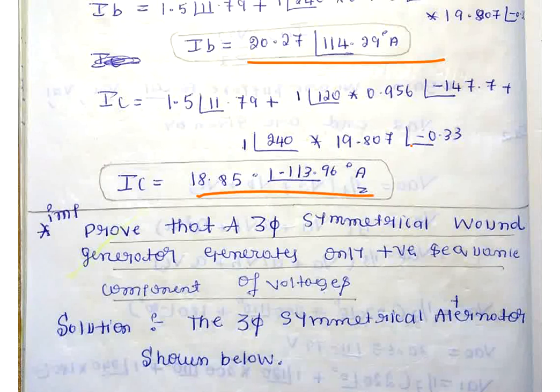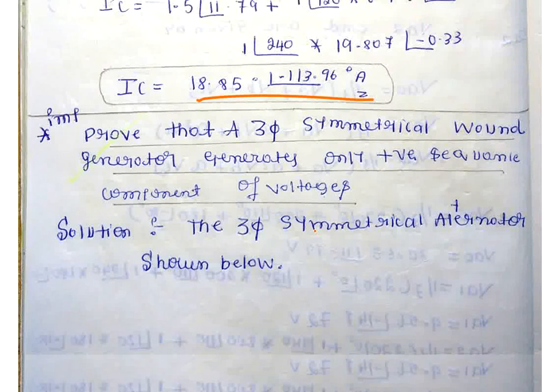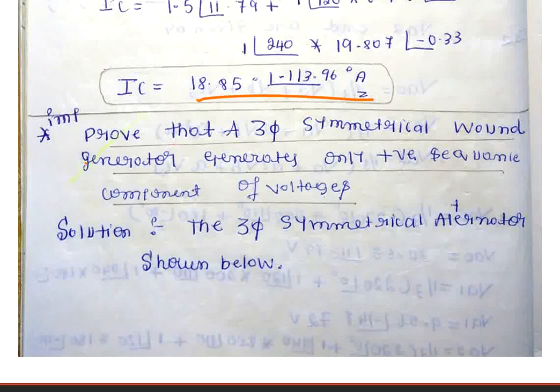So only one problem is there on this. If you perfect this, maximum times this only will be asked. Now the next topic is prove that. This is very important. You can mark it as important. I also marked it as important.